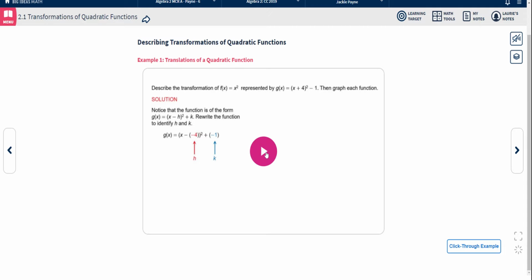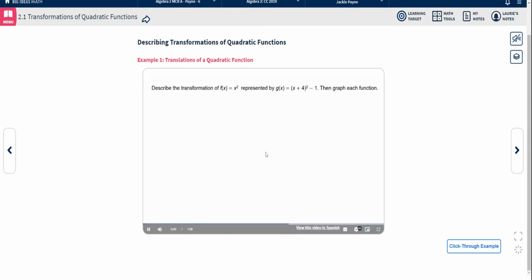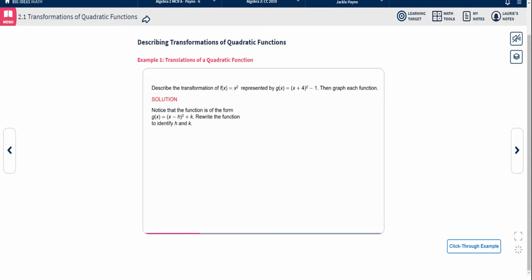This is a description of how, if I have f of x equals x squared, describe the transformation of f of x equals x squared represented by g of x equals quantity x plus 4 squared minus 1. Then graph each function. Solution. Notice that the function is of the form g of x equals quantity x minus h squared plus k. Rewrite the function to identify constants h and k. Rewrite as g of x equals quantity x minus negative 4 squared plus negative 1. So h is negative 4 and k is negative 1.